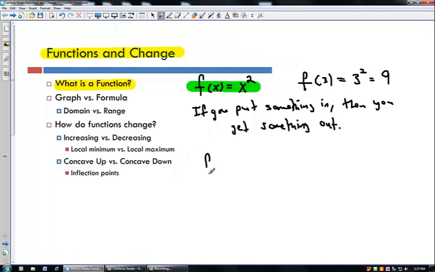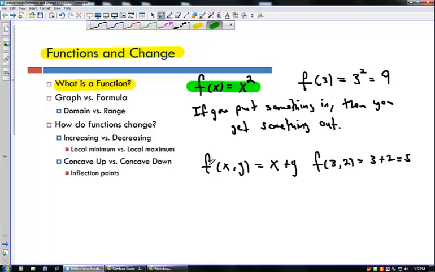function of two variables. We could write f of x comma y, and let's just make it x plus y. If you plug in, let's say, 3 for x and 2 for y, this is actually just 3 plus 2, which is 5. So this one is an example of a function of two variables.